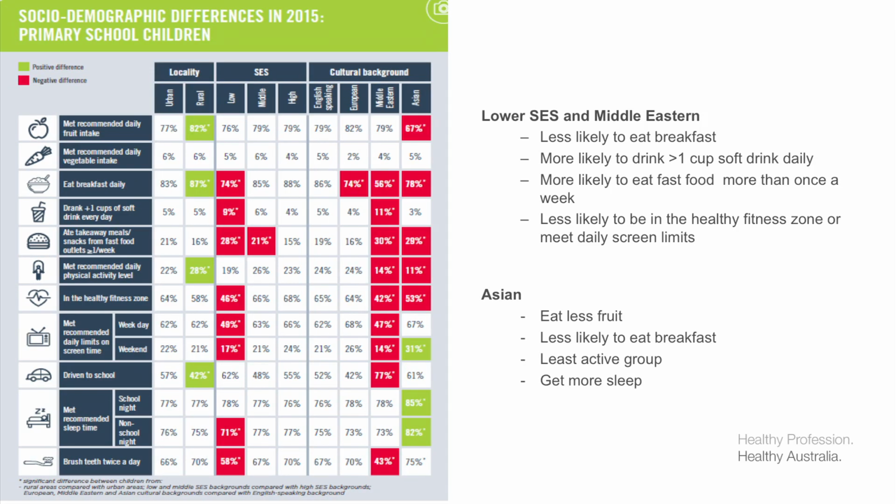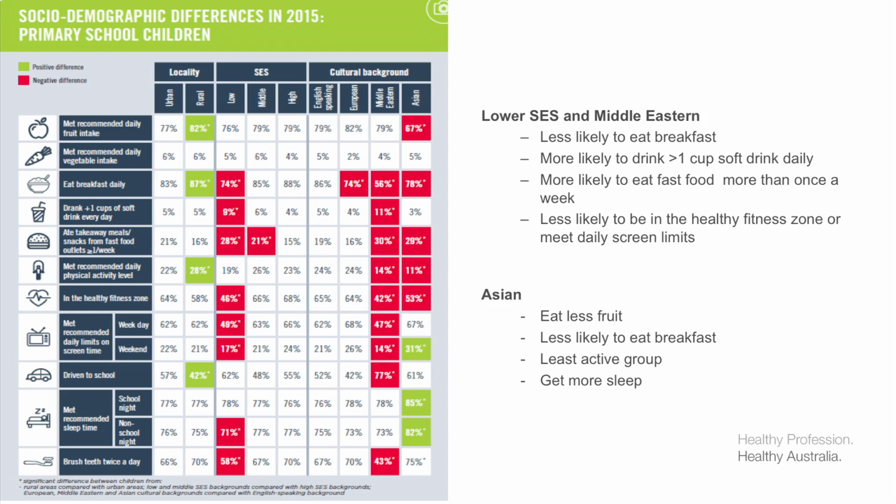This next slide breaks down the data even further into locality, socioeconomic status, and cultural background. We can see that children from lower socioeconomic and Middle Eastern backgrounds were less likely to eat breakfast. They were more likely to drink greater than 1 cup of soft drink daily. They were more likely to eat fast food and takeaways, and less likely to be in a healthy fitness zone and meet daily screen time requirements.